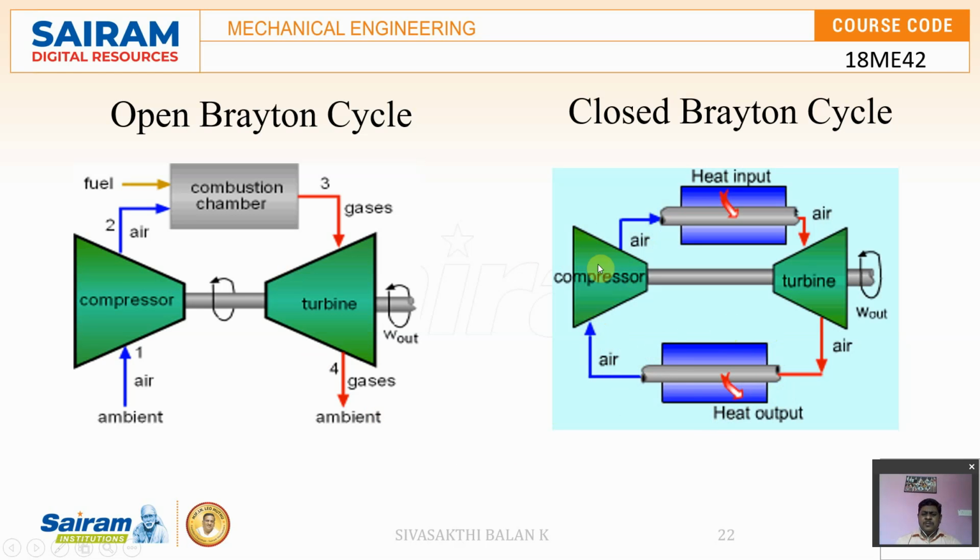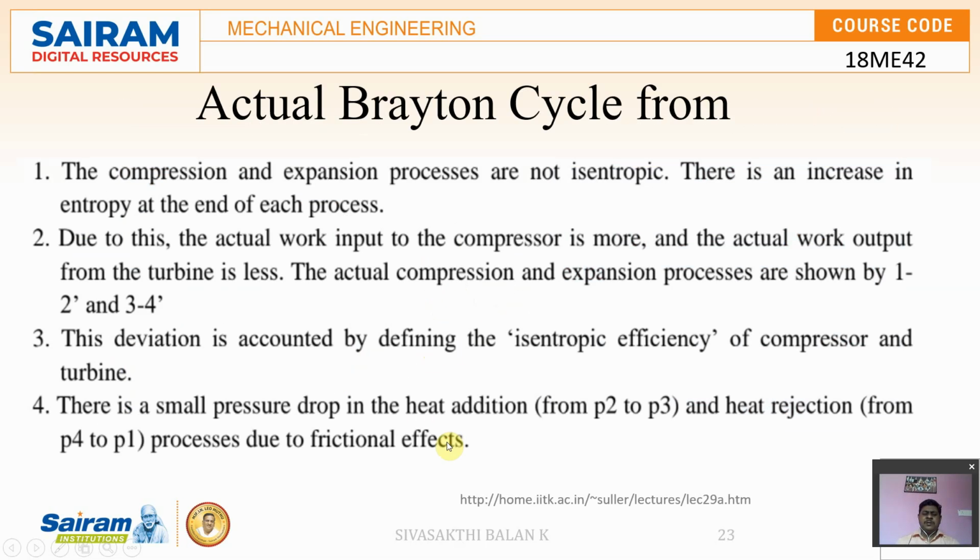One more important point is that in both conditions, part of the energy generated in the turbine is used to run the compressor, and the remaining part of the energy goes out as useful power output. It may be connected to a generator or some other place so that we can use it for electrical energy generation. This is the main difference between the open cycle and the closed cycle.